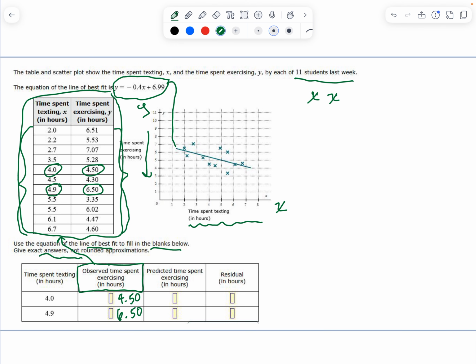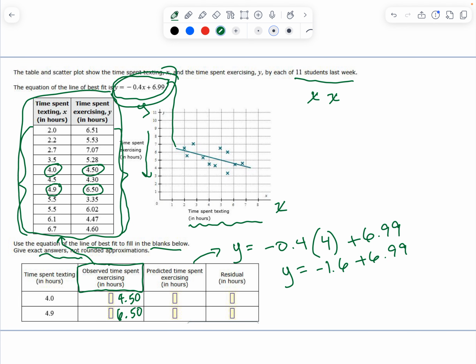Now for the predicted time, we're going to use the trend line. At 4 hours, we're going to use y equals negative 0.4, using this equation from up here, times 4 hours plus 6.99. That'll tell us what this trend line predicts. So negative 0.4 times 4 plus 6.99 is negative 1.6 plus 6.99, and the hours of exercise that we predict is 5.39 hours.